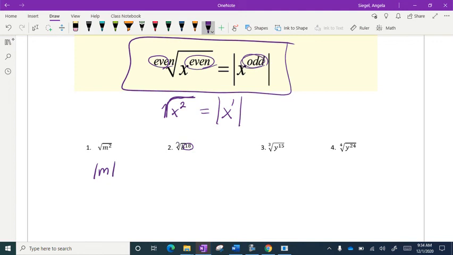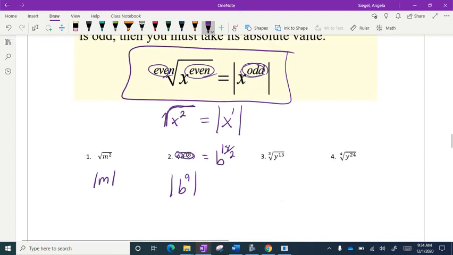b to the 18th, and I'm taking the square root. So again, guys, that's the same thing as b to the 18 divided by 2 power. So that's the same thing as b to the 9th power. So I have an even, and it came out odd. So I'm going to include the absolute value bars.